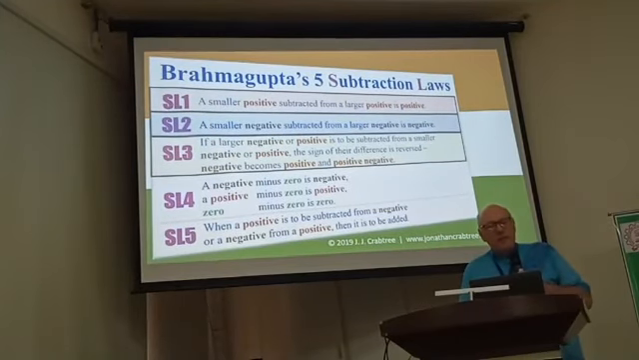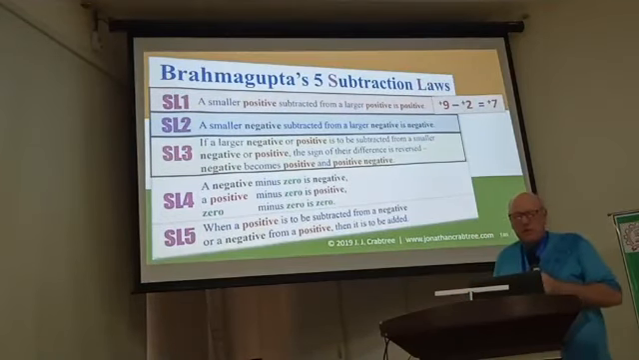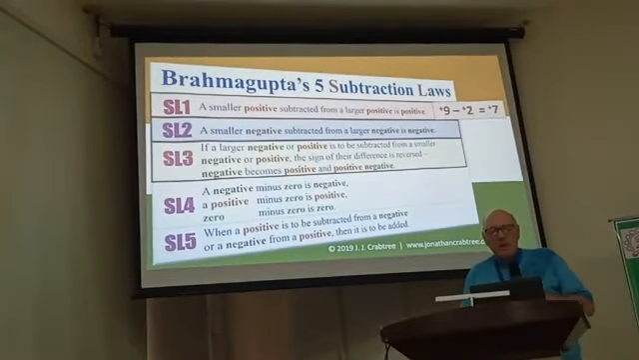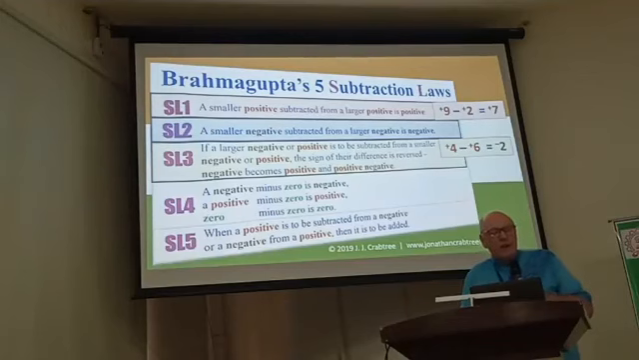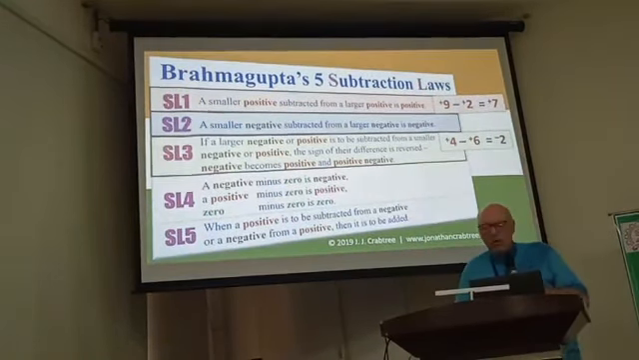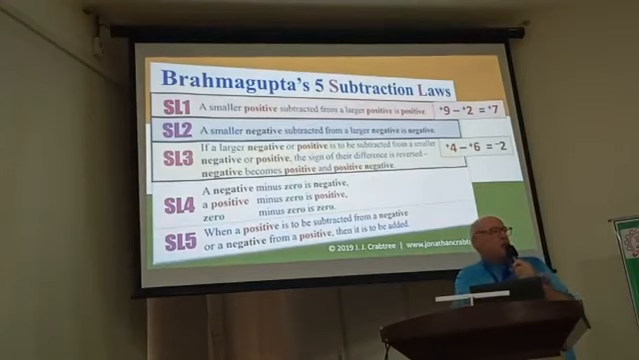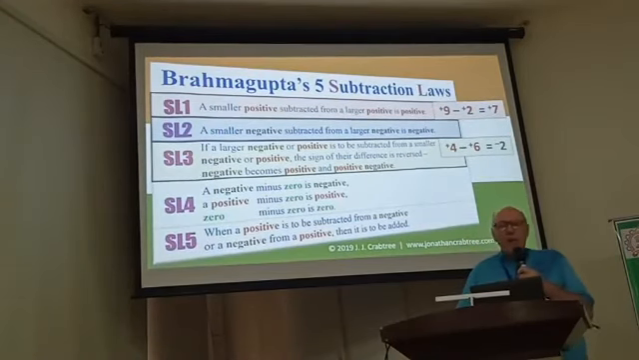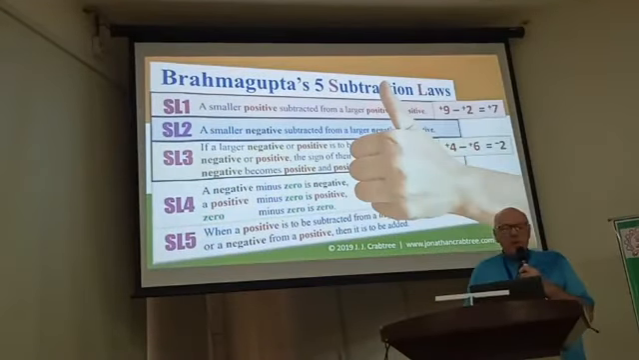So, I'm just going to mention proof by contradiction to prove that the West is wrong and India is right. If we look at Brahmagupta's subtraction laws, subtraction law number 1 is a smaller positive subtracted from a larger positive is positive. So a smaller positive is positive 2, and it's less than positive 9, subtract it, and the answer is positive. And subtraction law number 3, if a larger positive is subtracted from a smaller positive, the sign of the answer changes. So positive 6 is greater than positive 4, so you can see that the sign of the answer has changed. So we're doing simple demonstrations of how Brahmagupta explains mathematics very simply. So we can give that a thumbs up.